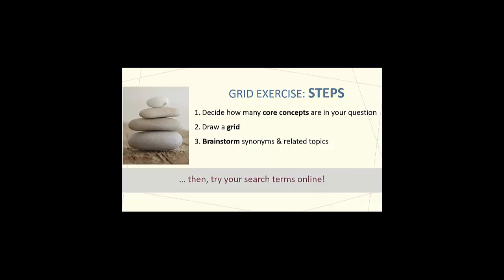The grid exercise has 3 steps. 1. Decide how many core concepts are in your question. 2. Draw a grid. 3. Brainstorm synonyms and related topics. Once you've completed these 3 steps, you're ready to try your search terms online.